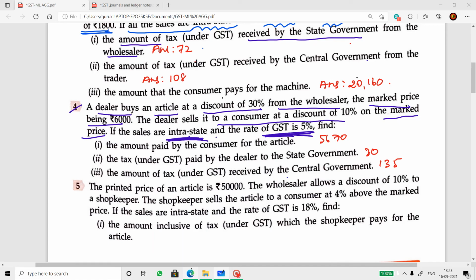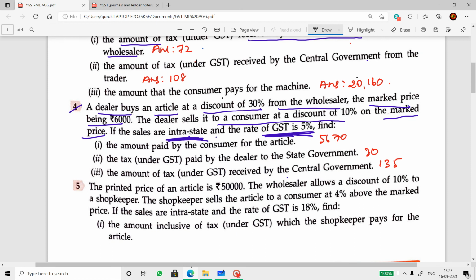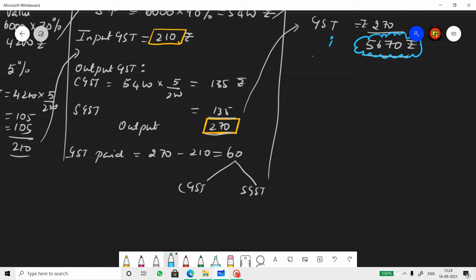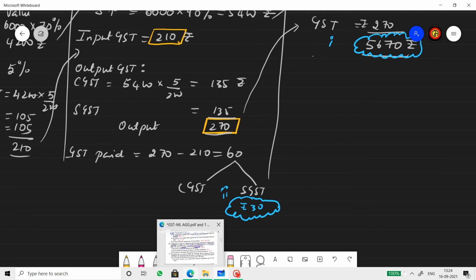Now the second case. The tax paid by the dealer to the state government. Well, dealer is here. The dealer paid only 60 rupees. Out of that, 30 rupees will go to the state government. So this is answer 2. Right? Now answer 3.